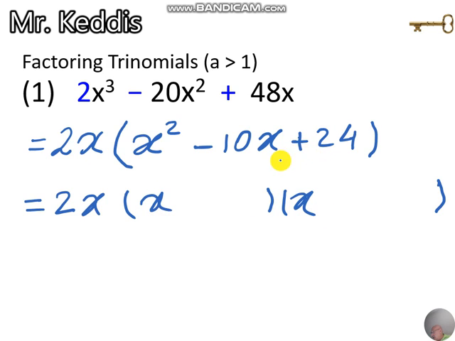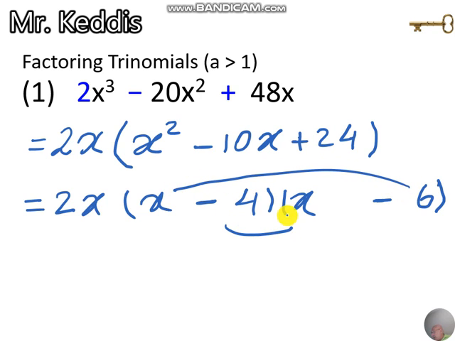Because the sign here is positive, both signs must be the same, both positive or both negative. Because the middle term is negative, both are negative. I have to write here 4 and 6. When you multiply these two binomials, you get this trinomial back, because this is the inner term negative 4 and the outer term negative 6. If I combine them, I get negative 10x.